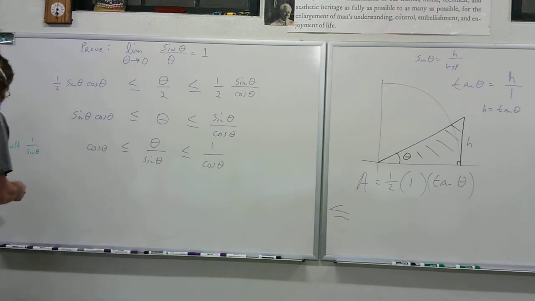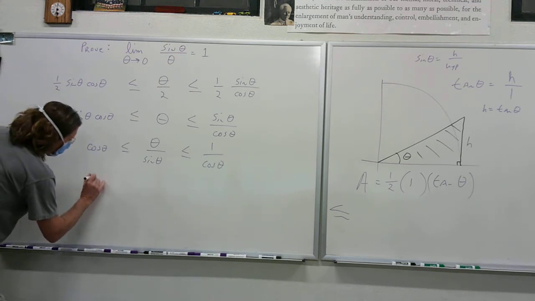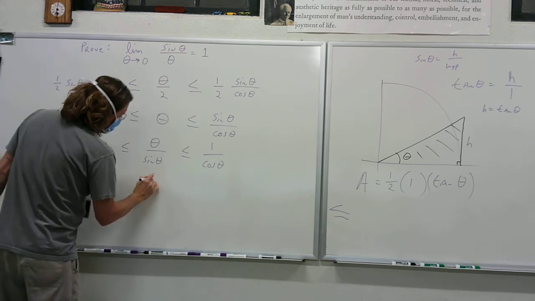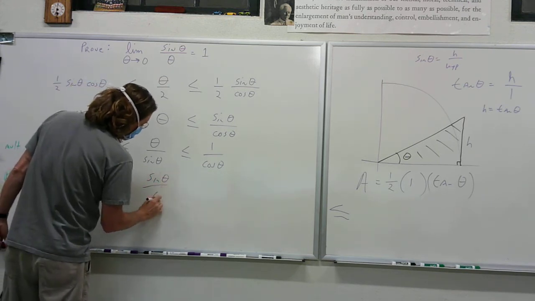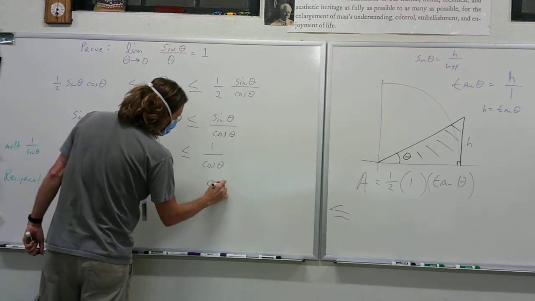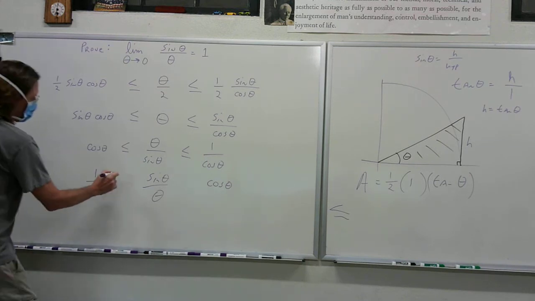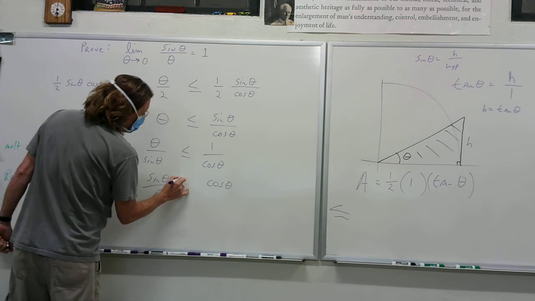So, we're going to take the reciprocals. And this is where we've got to be careful. Reciprocals. That's going to make that 1 over cosine theta. That's going to make that sine theta over theta. And that's just going to make that cosine theta. Notice I did not put the equality symbols in there. Why? Because they switch. They change directions, folks.